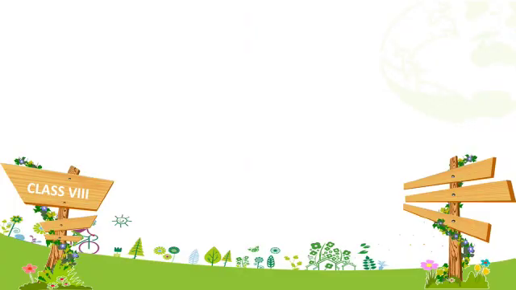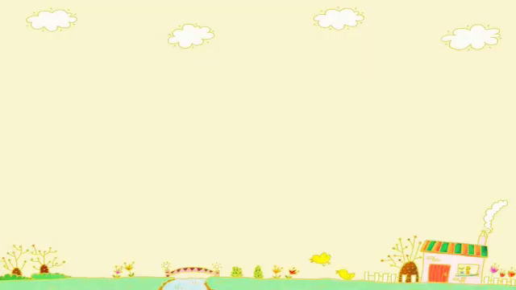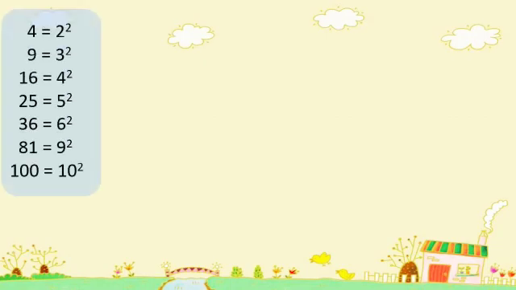Dear students, in this video, we shall see about the square roots. First of all, we begin with some perfect square numbers. We know that 4, 9, 16, 25, 36, 49, 64, 81 and 100 are perfect square numbers. 4 is equal to 2 squared, 9 is equal to 3 squared, 16 is equal to 4 squared, 25 is equal to 5 squared, etc.